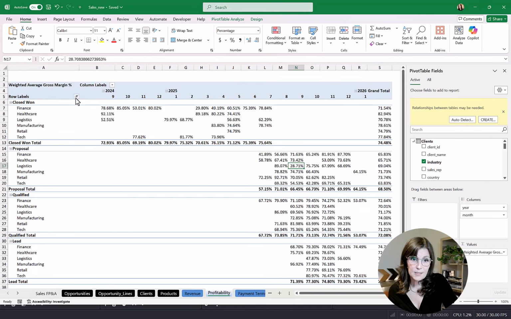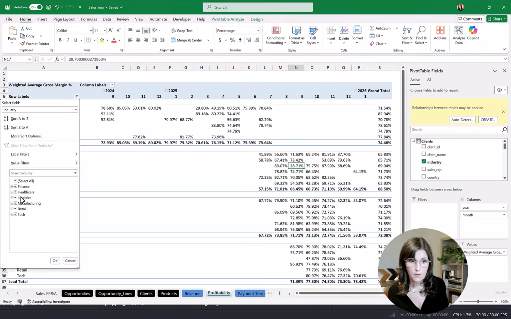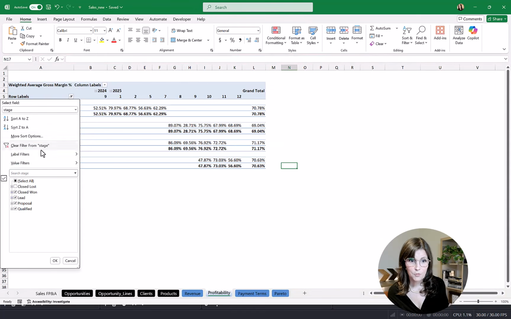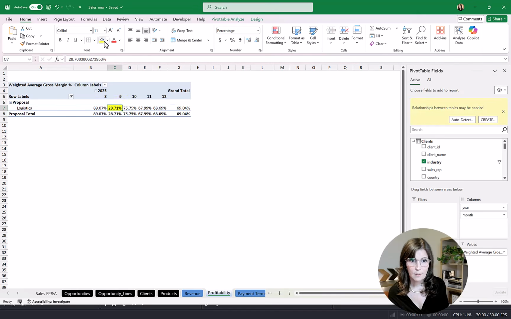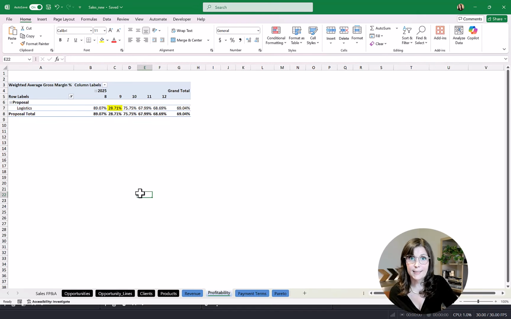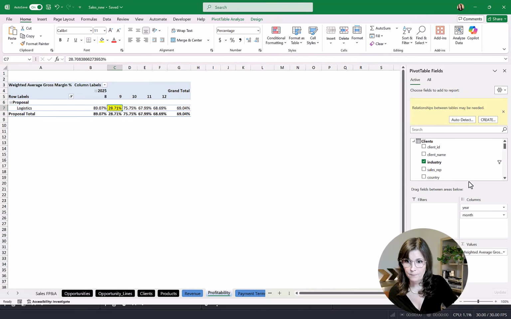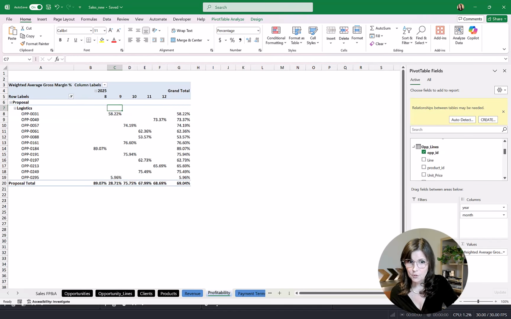To filter this, I'm going to filter only logistics. And then I'm going to filter the stage, just to make it easier to see. This is on the proposals stage. So you can see this is the bad guy that is bringing our profitability down. So I'm going to bring more clarity to this number to see which client, which opportunity might be causing this. I can come right here and bring the opportunity ID, which would be a good one, or I could bring the client if there are many opportunities with the same client. But let's just bring the opportunity ID.